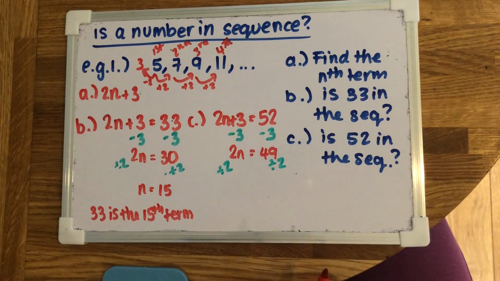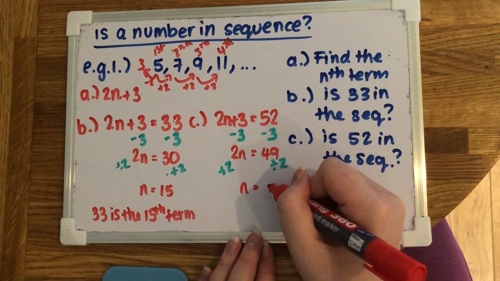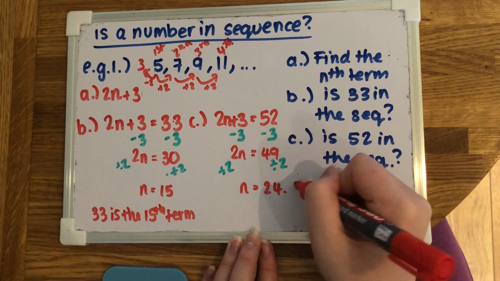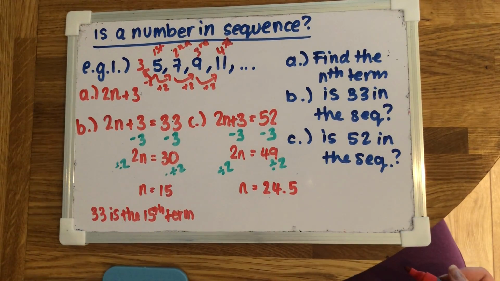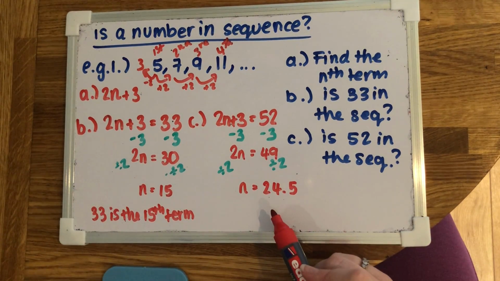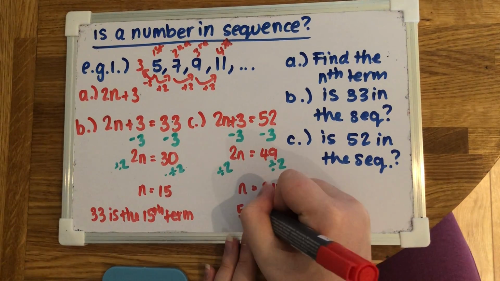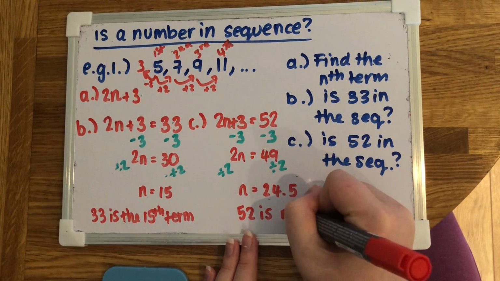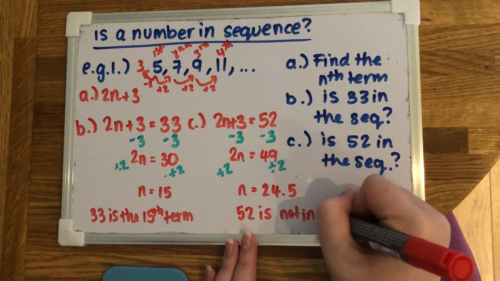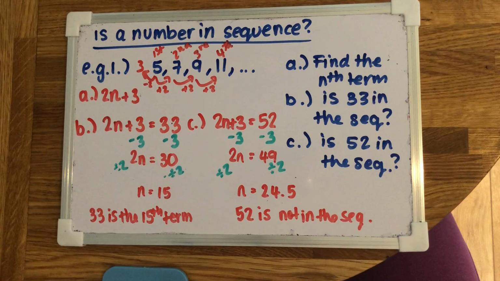Divide both sides by 2 to give us just 1n, which is 24.5. Okay, so now because n is a 0.5 number, or just any decimal, 52 cannot be in the sequence. So 52 is not in the sequence. Okay, that's all you have to do.